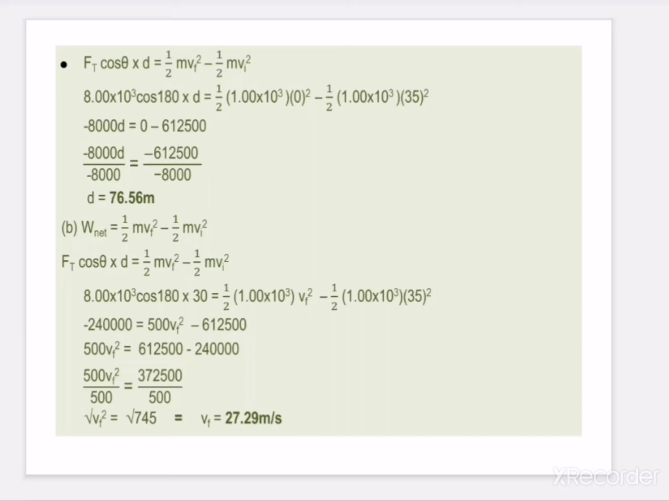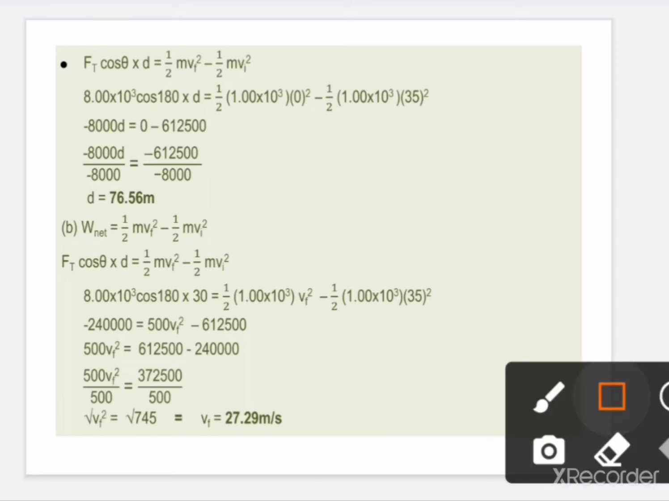So we multiply 8.00 times 10 to the power 3 cos 180. We get ourselves a negative 8,000 multiplied by d. And then we come to this other side. So the final kinetic energy is going to be 0 because we're looking for the minimum distance at which it is going to stop. So when it stops, the final velocity is going to be 0, isn't it? But of course, we know the initial velocity is 35 meters per second. So that's what we've substituted there.